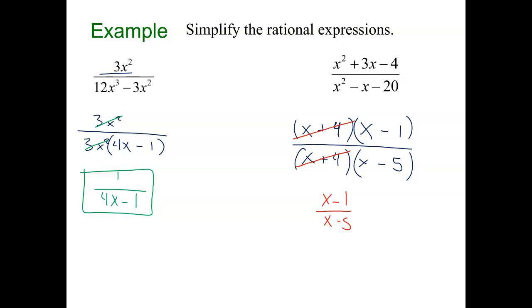And then again, I can't simplify this anymore because these aren't factors, these are terms. So they don't have any factors in common. They have common terms, but that's not going to help us simplify. Okay? It's going to be basically this for a lot of what we're doing. Probably 70% of our work is going to be factoring and simplifying.